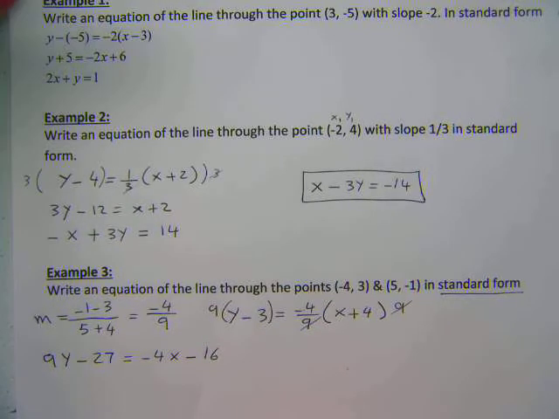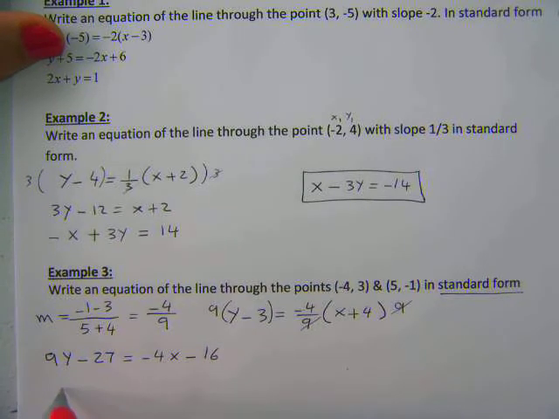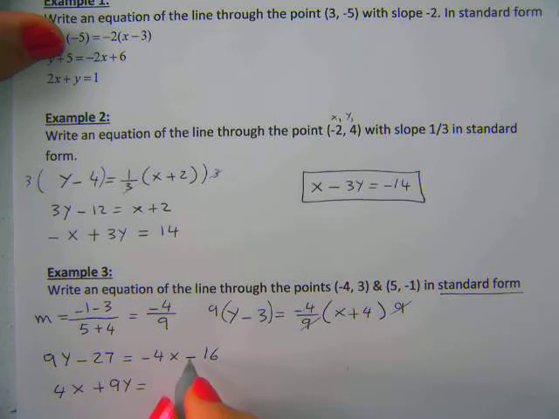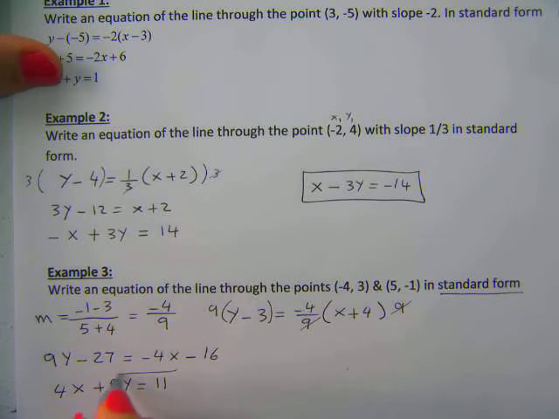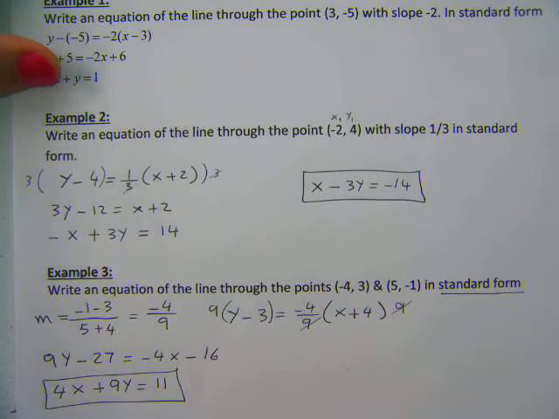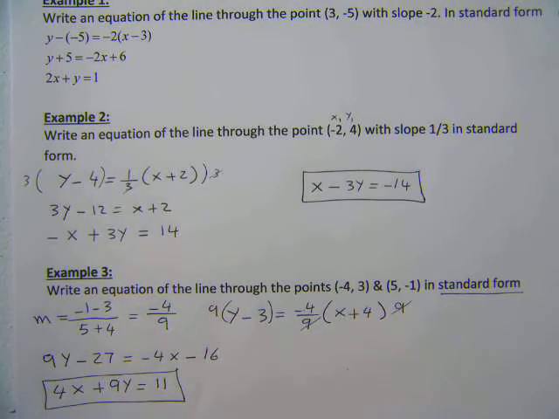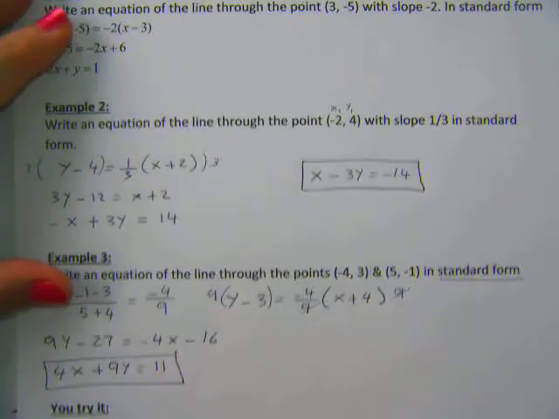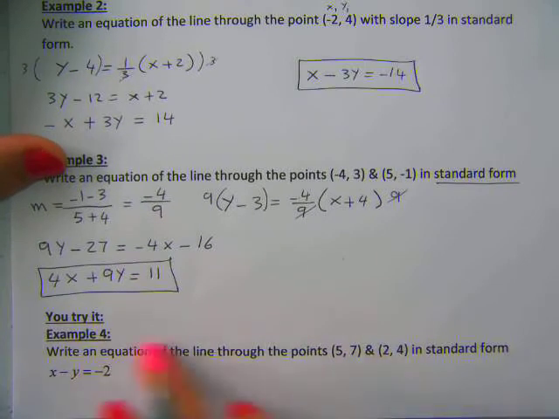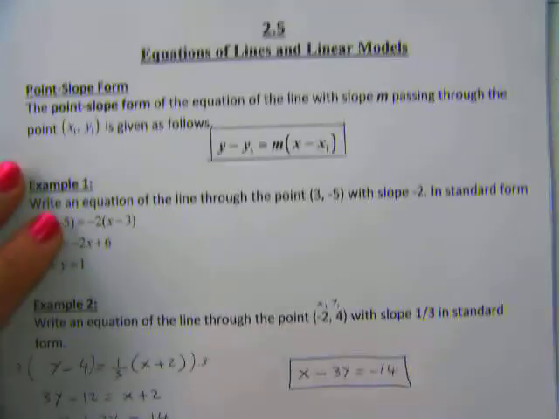Now, to be in standard form, we start with x, so bring the x to the left hand side. We're going to have a positive 4x plus 9y is equal to negative 16 plus 27, which is 11. And if you use the other point, you should get the exact same answer. Now, I'll let you try this one on your own. Okay? And I gave you the answer. So do that on your own.